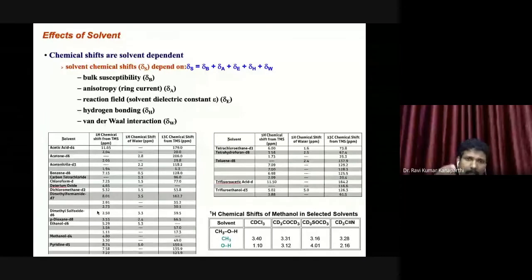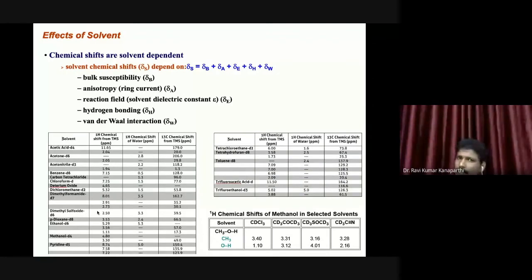Usually, when NMR data is represented, by default they give the solvent also. They will clearly mention which instrument was used, whether it is a 400 or 300, whether it is proton data, 13 carbon data, or 15 nitrogen data. Those details will be there, and then the solvent is also mentioned.